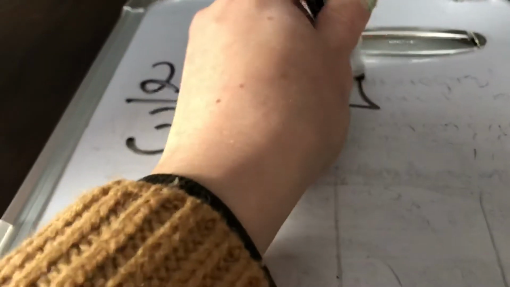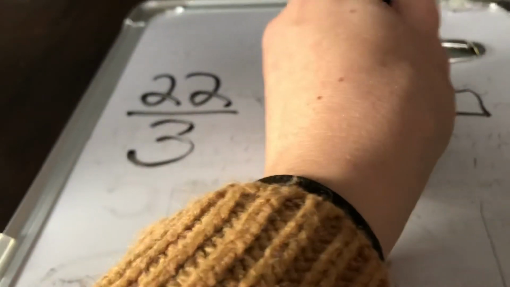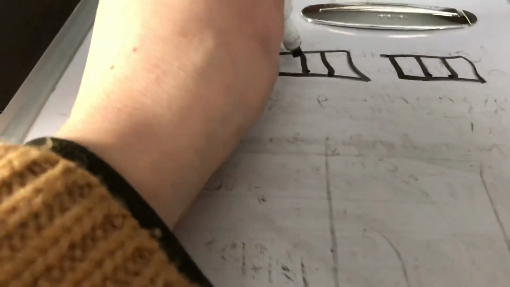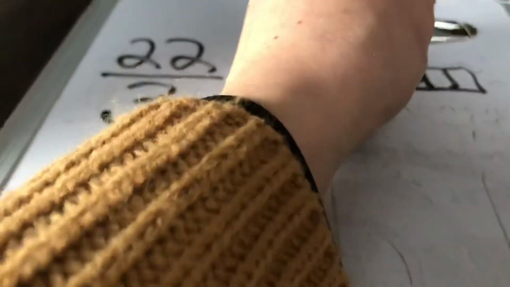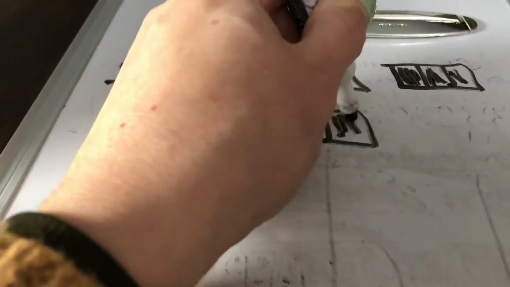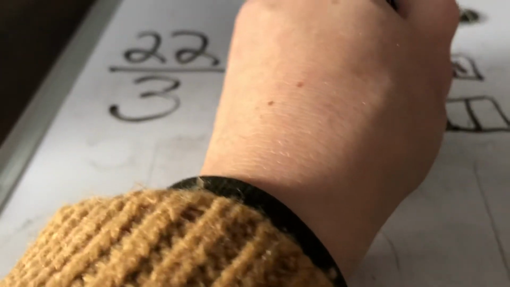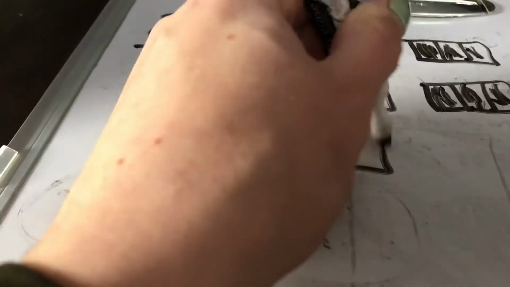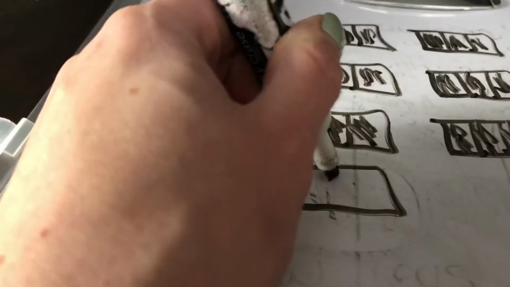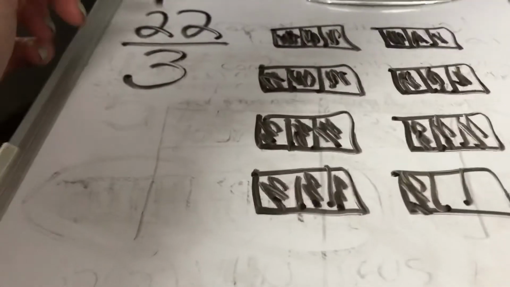Okay, so I'm gonna start drawing rectangles. I'm gonna need quite a few this time. And I'm going to need to shade in 22 parts. So some students start drawing rectangles. Some students will just draw a few, and then they'll start shading so they get the correct number. So 1, 2, 3, 4, 5, 6. I gotta keep going. 7, 8, 9, 10, 11, 12, 13, 14, 15, 16, 17, 18, 19, 20, 21, and 22. Okay, so that's how many I needed to shade in.